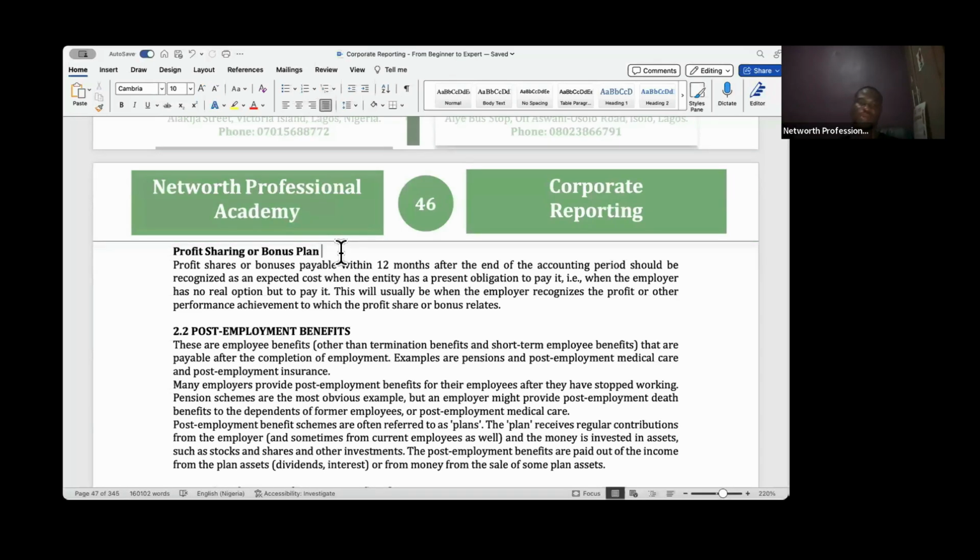This can only be recognized when the entity is sure that they will actually pay profit share. They must have declared profits and the management must have announced that, okay, we want to share profit with our employees. Then at that point, the employer has an obligation in their books and a corresponding staff cost at the year end. We looked at all that last week.